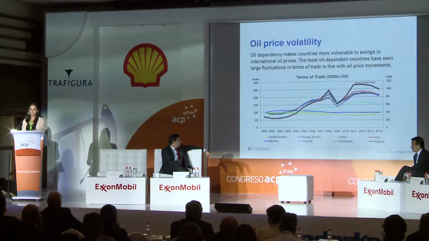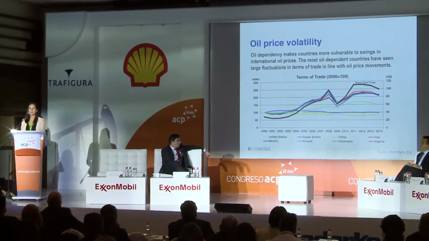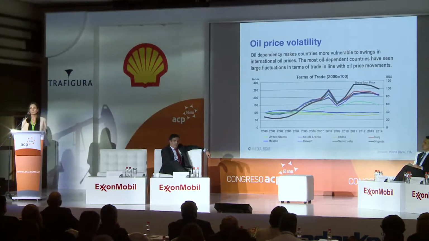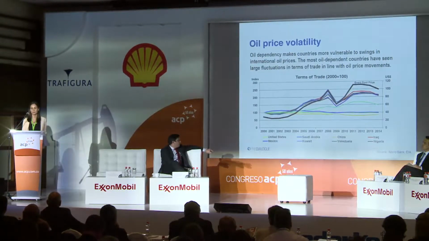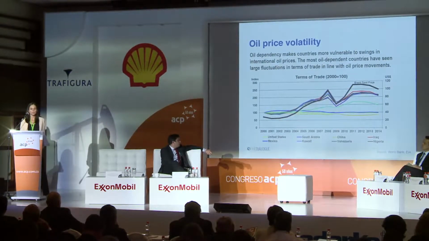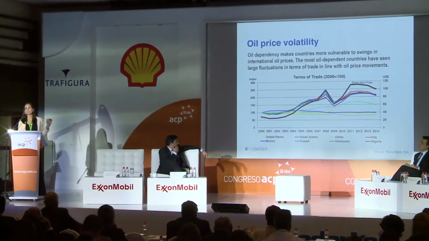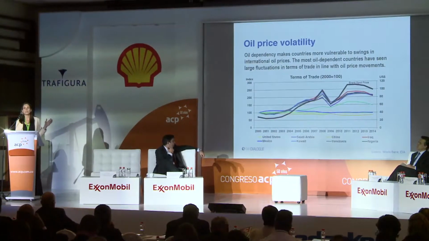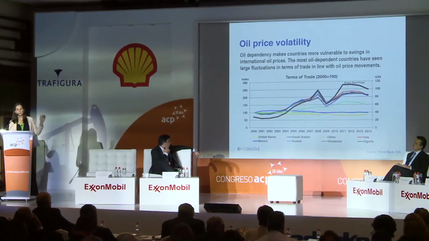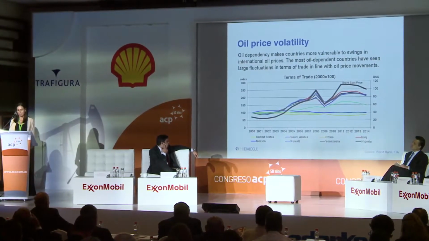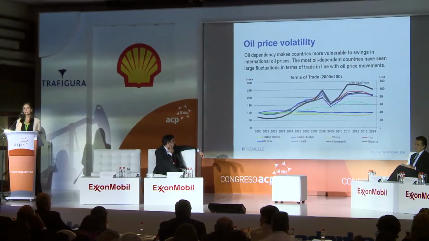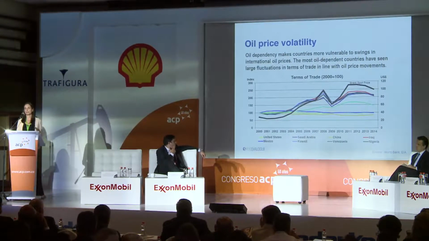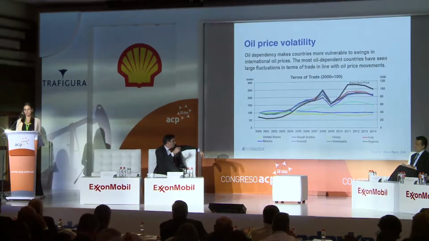So looking at some of the impacts of oil dependency, one of the difficulties is that you're extremely vulnerable to oil price volatility. This chart shows the price of Brent crude over time, and the countries near the top are the most oil dependent. So Saudi Arabia, Kuwait, Qatar, we can see that their terms of trade are very much in line with the huge jumps that we see in oil prices.